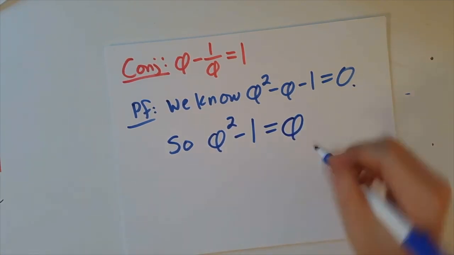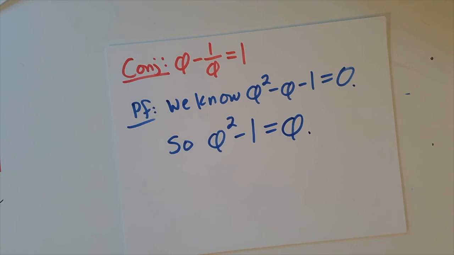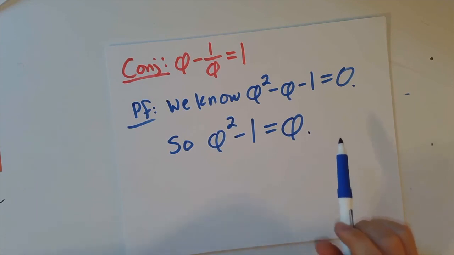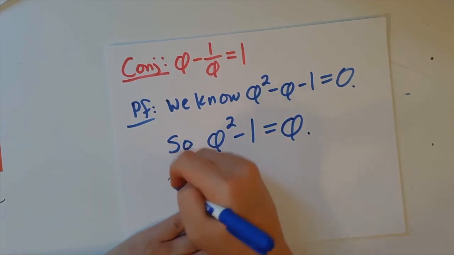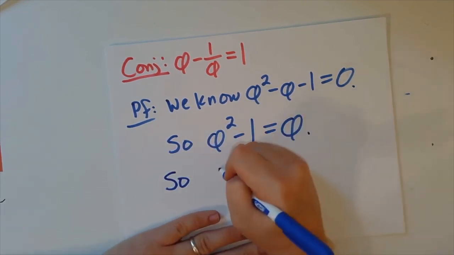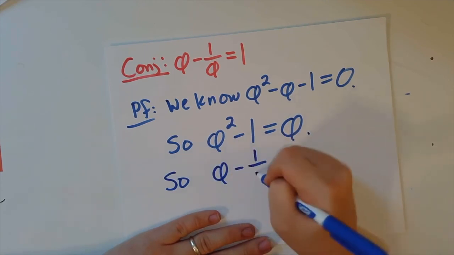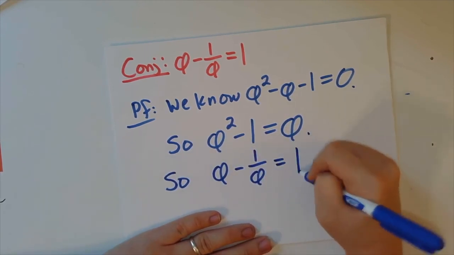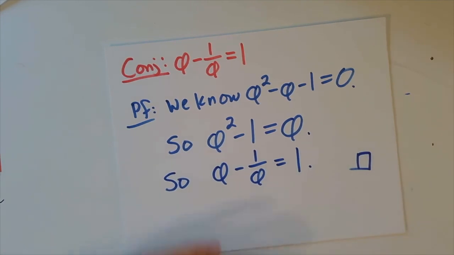Okay. But now you probably see what I'm going to do. I'm going to divide this equation through by phi, which conveniently is not 0 because it's 1.6 something. And so dividing through by phi, we get phi minus 1 over phi. It is, in fact, 1. Okay, and that actually proves that this number phi really has this weird property.